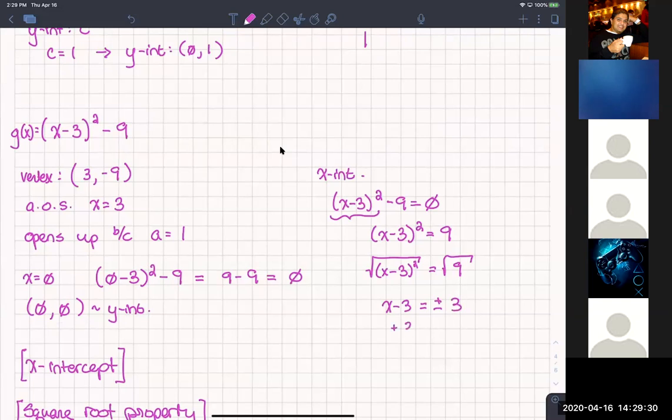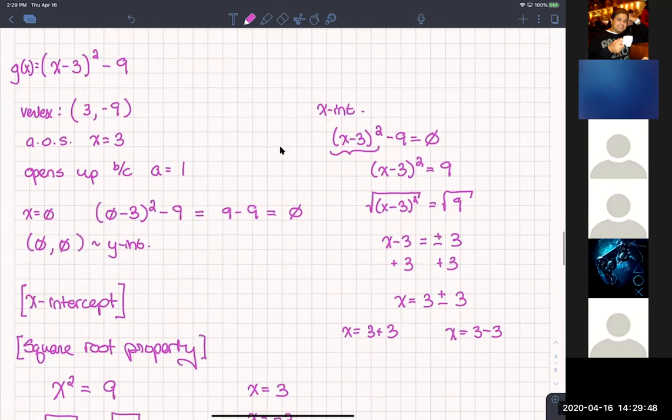Then you solve by adding 3 to both sides. So the solutions are x equals 3 plus or minus 3. That means x is equal to 3 plus 3, and x is equal to 3 minus 3. So x is equal to 6 and 0. That means the graph crosses the x-axis at 6 and 0.